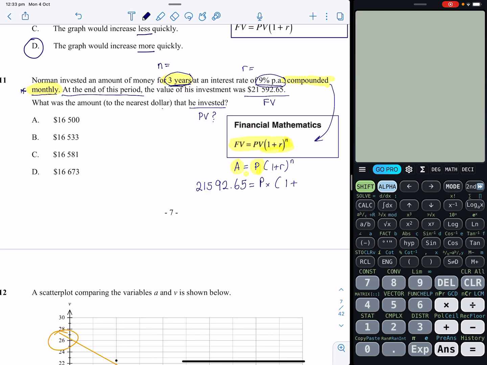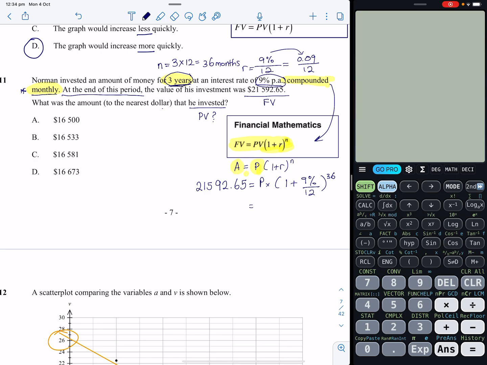Our r value is listed as 9% per annum, but we want it as per month. To do that, we recognize that there are 12 months per year. We take our per annum of 9% and we divide that by 12. And our n, we times that by 12 to get 36 months. Now I'm going to enter all the information that I know into my formula. So I've got A equals P, 1 plus 9% divided by 12, or you can change that to 0.09, converting your percentage to a decimal, to the power of 36.